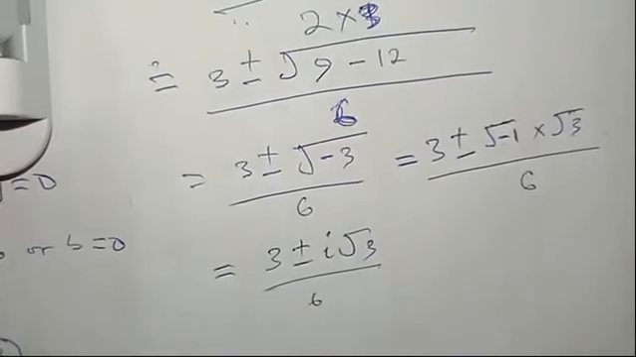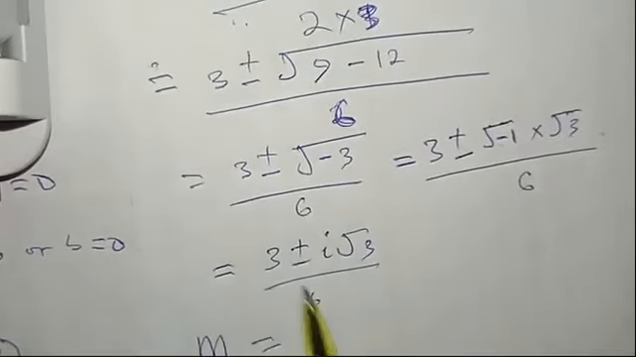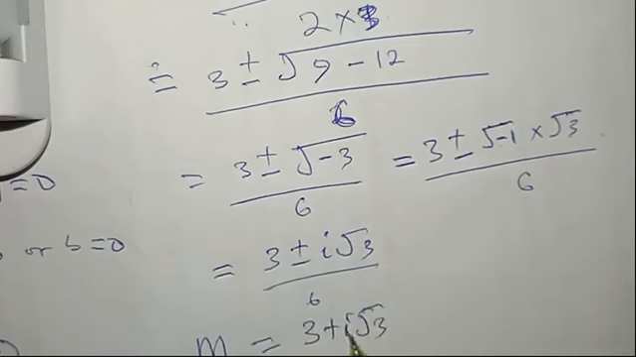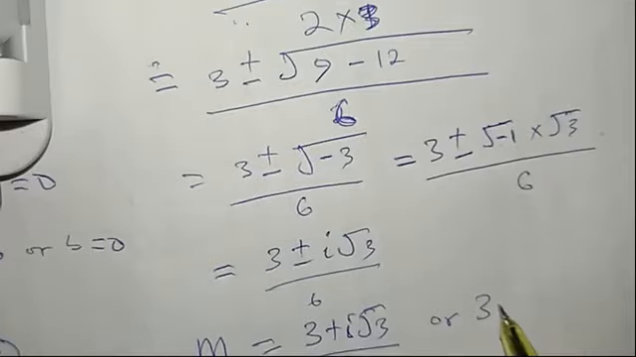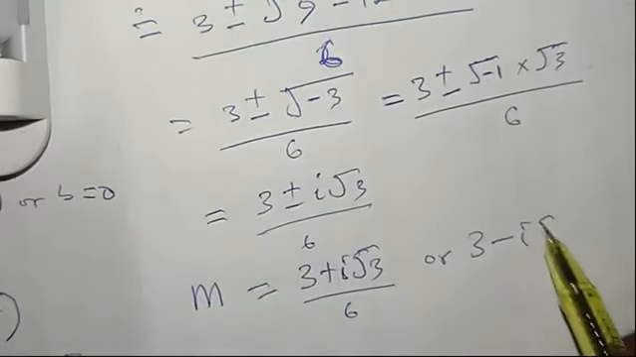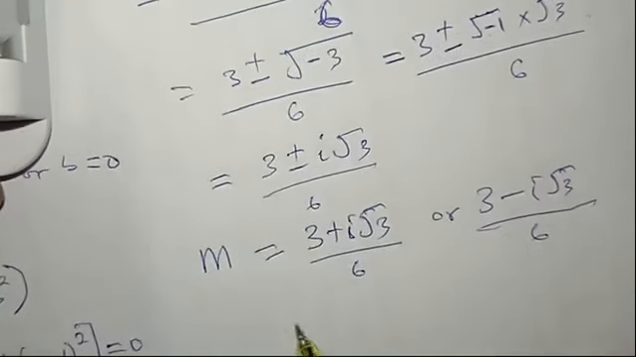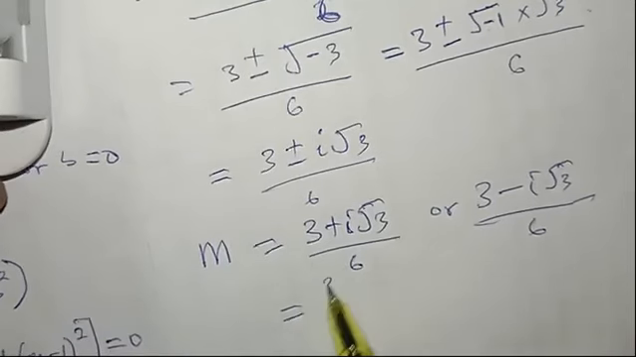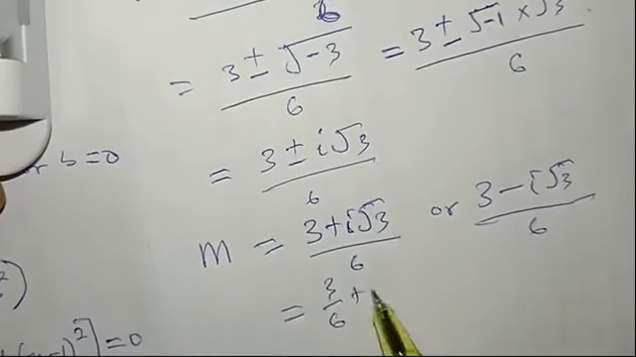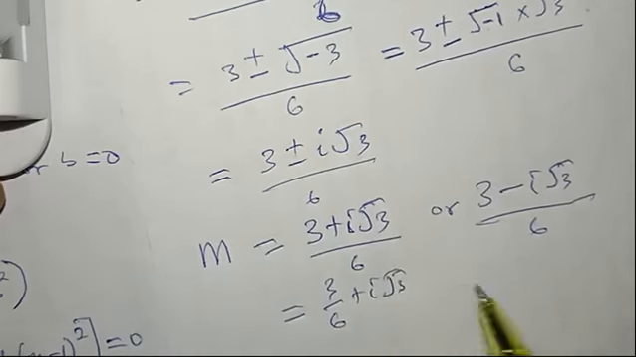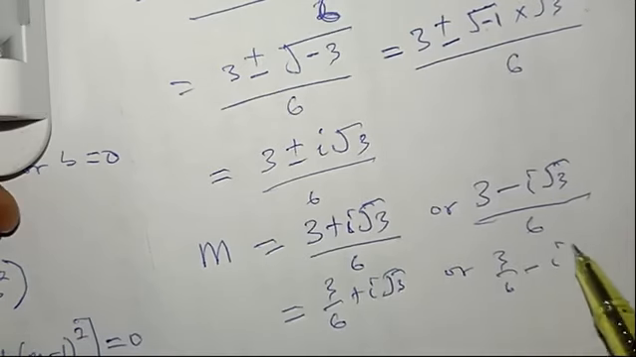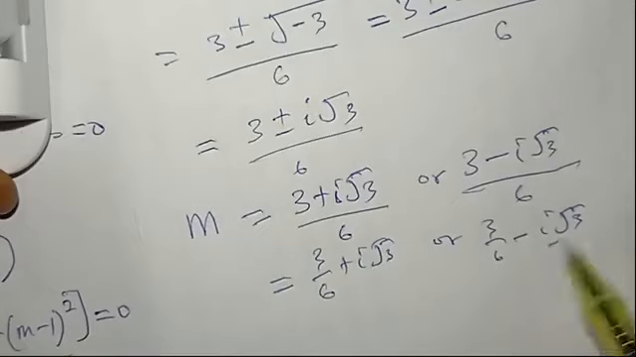Okay, so obviously the two values of m we are getting right here are m equals 3 plus i root 3 divided by 6, or 3 minus i root 3 divided by 6. Of course, you can also simplify that to have 3 over 6 plus i root 3 over 6, and then 3 over 6 minus i root 3 over 6.